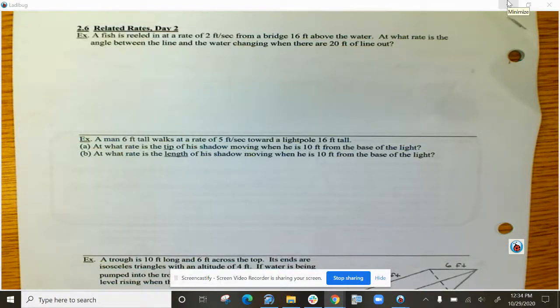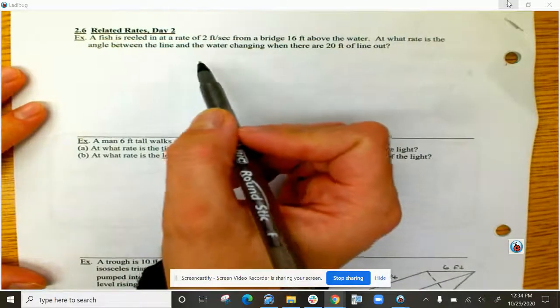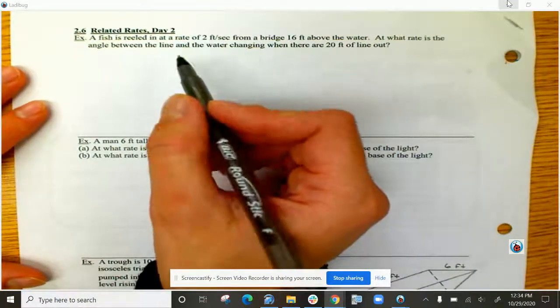All right. Hello, everybody. I'm going to go ahead and go through these three examples for related rates day 2, just because I know we have a lot of people gone for state volleyball. So it seems just like the easiest way to do it. So I'm going to start with this first example. This is kind of a continuation of what we had started last week.